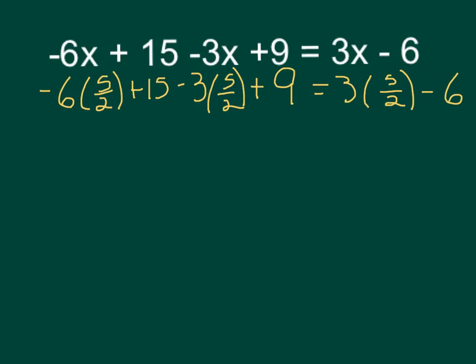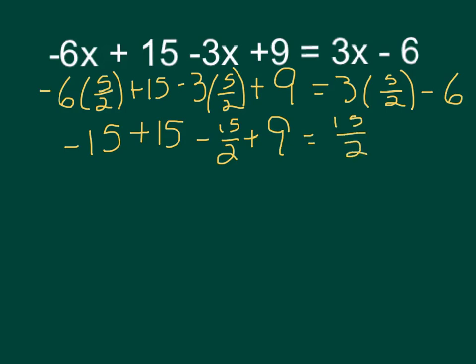Okay, so negative 6 times 5 over 2. Well, negative 6 times 5 is negative 30, divided by 2 is negative 15. Bring down our plus 15. Negative 3 times 5 over 2 is negative 15 over 2. Plus 9 equals, well, let's see, 3 times 5 over 2 is 15 over 2. Bring down our minus 6. Well, negative 15 plus 15 is 0.